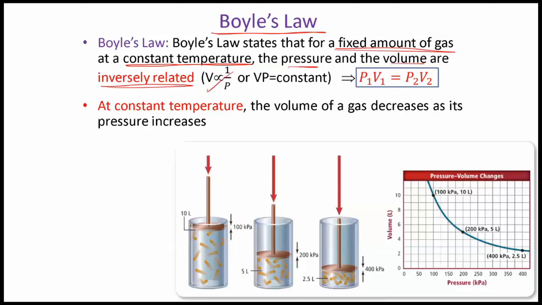So V is inversely proportional to P, or we can say V times P is constant, or PV at any point equals PV at another point. Okay?